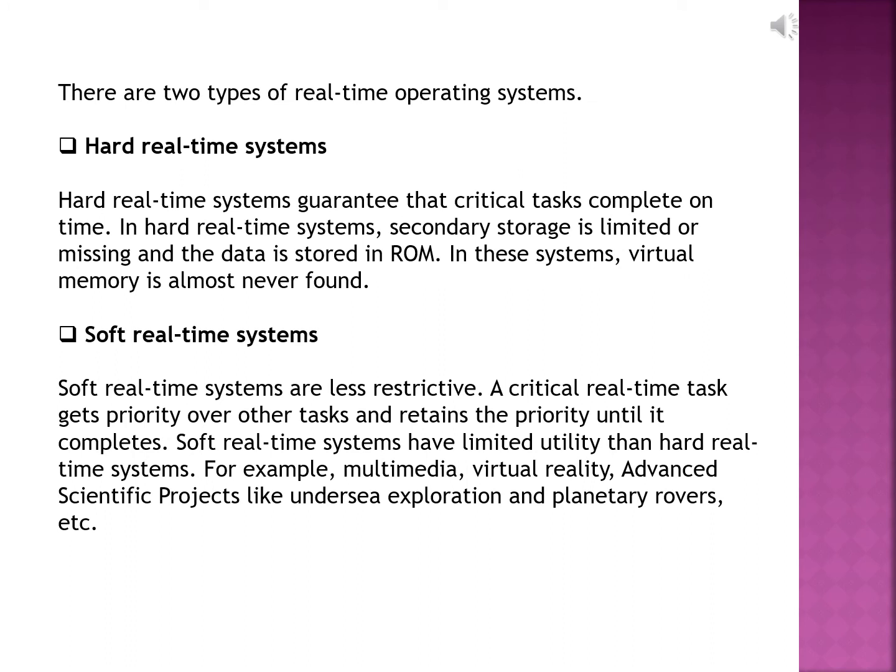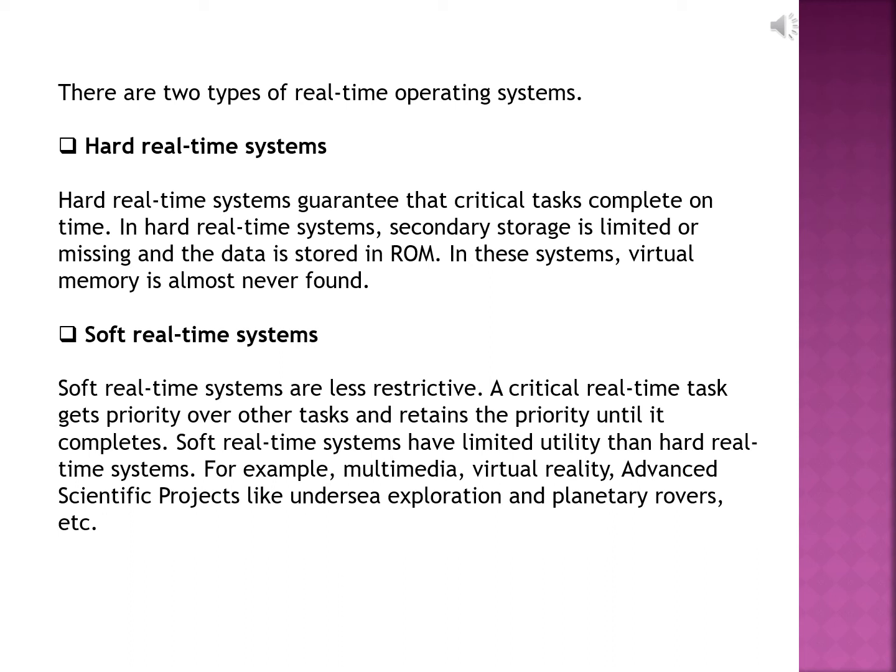The terms used in real-time operating systems are task, job, release time of a job, execution time of a job, deadline of a job, processors, and maximum allowable response time of a job.